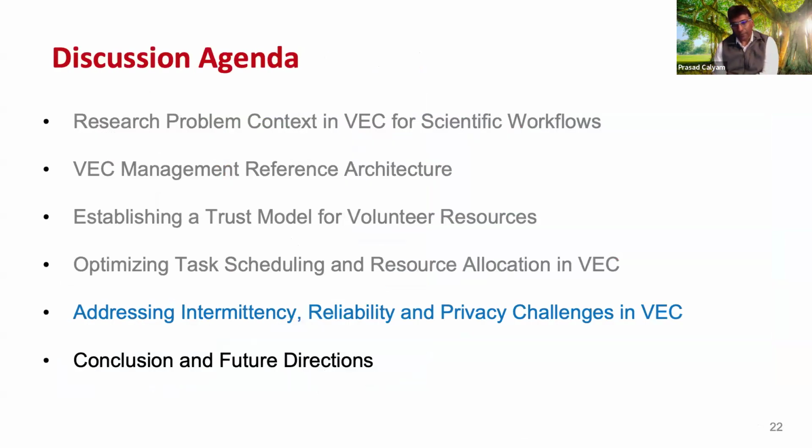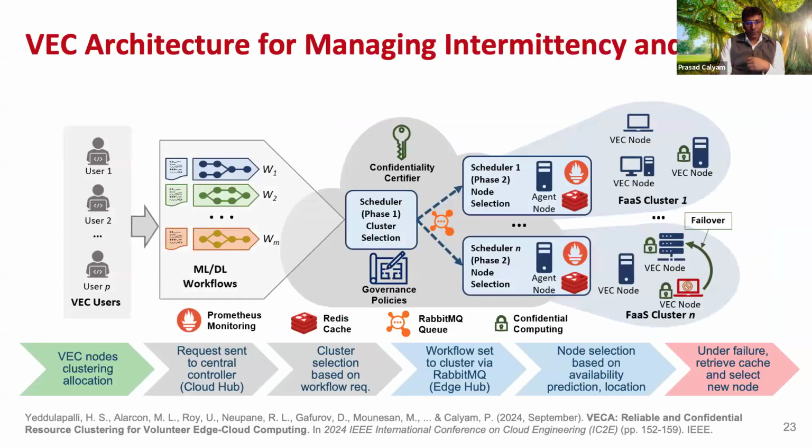So I'll talk a little bit next on the other issues that come up in this kind of system, in terms of intermittency, reliability, and also privacy and security of the workflows. This work we published last year in IC2E and updated the VC architecture here, as we are showing, so that now we can think of these clusters as a way to deal with the intermittency problem.